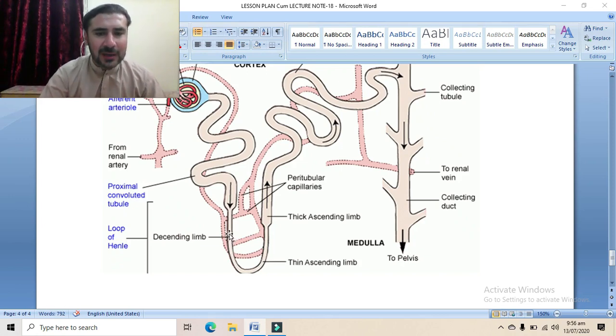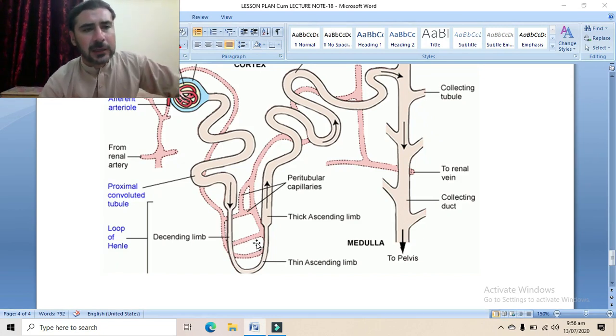So from here, the water will move through the process of osmosis from inside into this interstitial space, into this space. So what will happen? From here also the water is released. From here the water is also released.